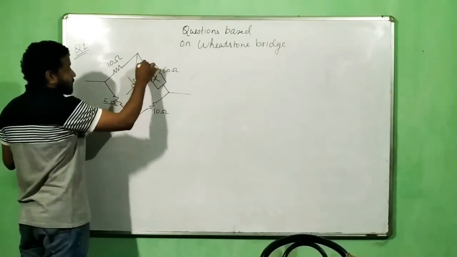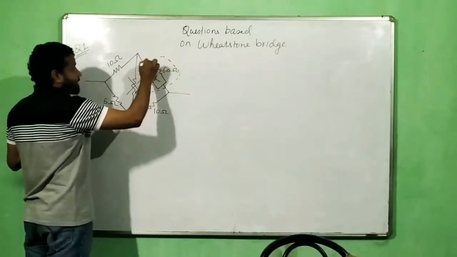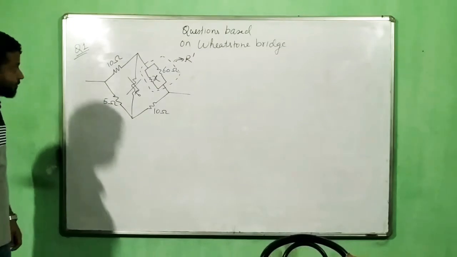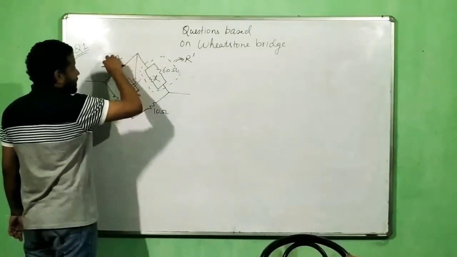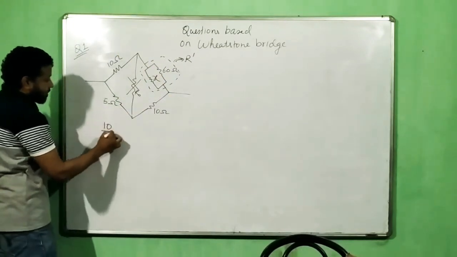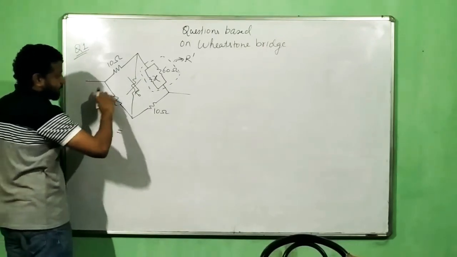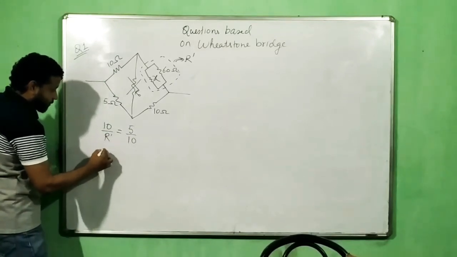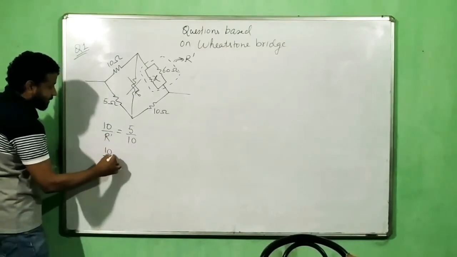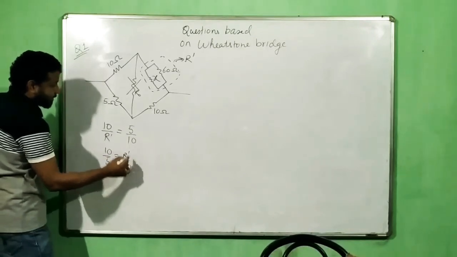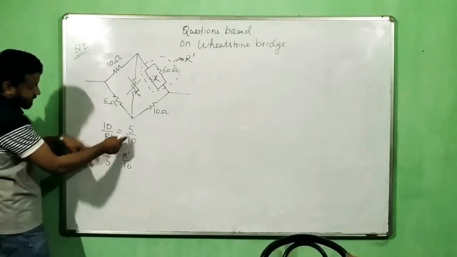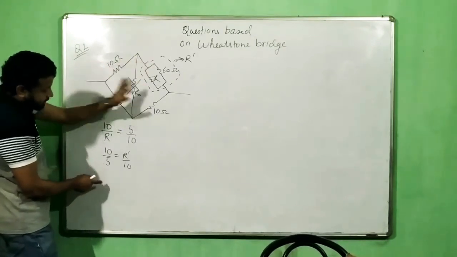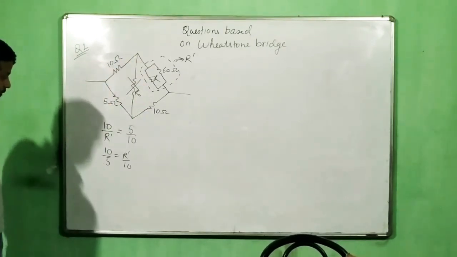Now consider that this whole effective resistance is R dash, correct? So if I go by the formula P by Q, that is 10 by R dash, is equal to this by this, that is 5 by 10. Or in the next step I can write 10 by 5 equals R dash by 10. The moment I interchange this, it automatically follows the rule this by this equals this by this. Whichever way is possible is up to you.